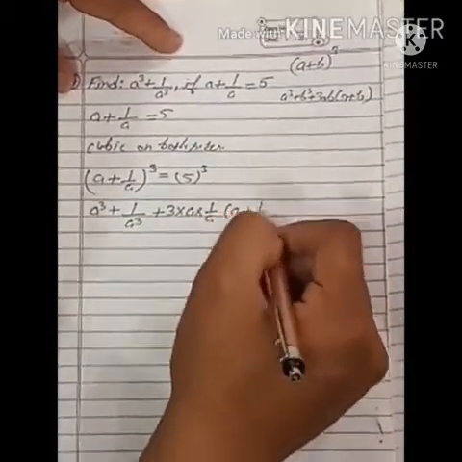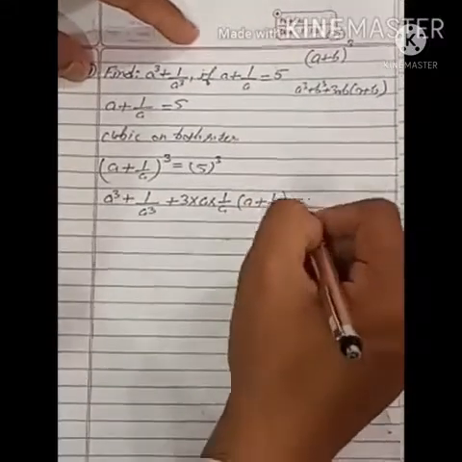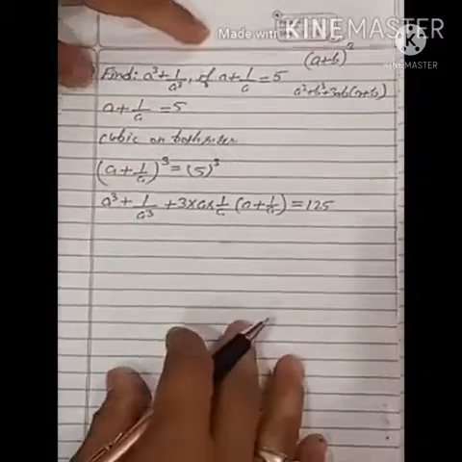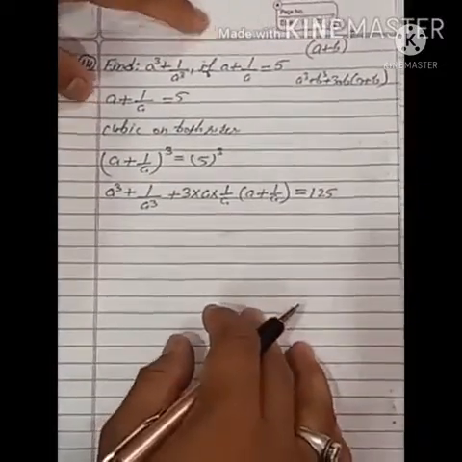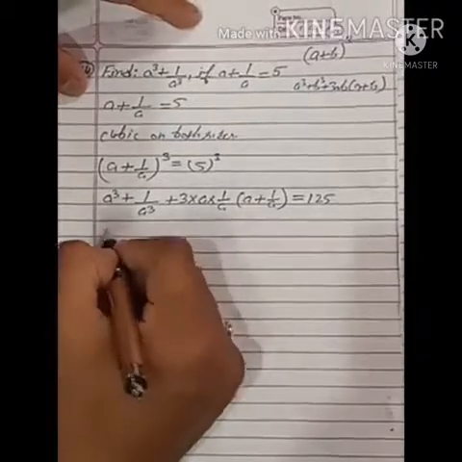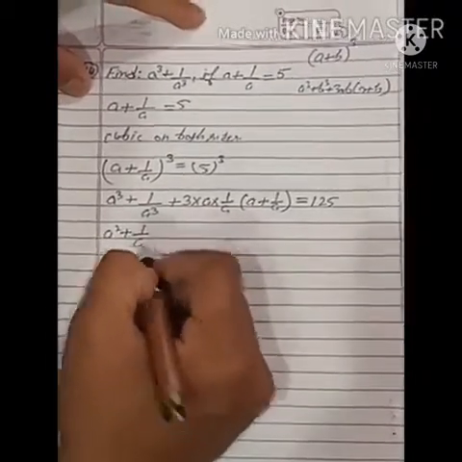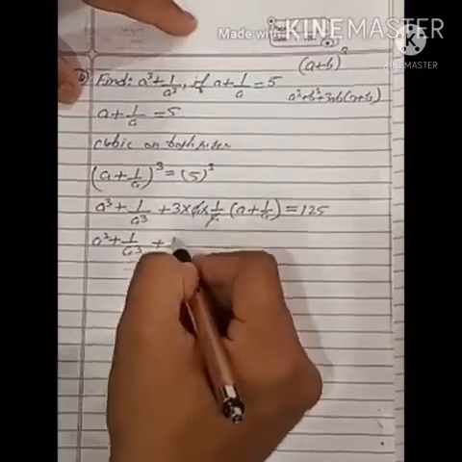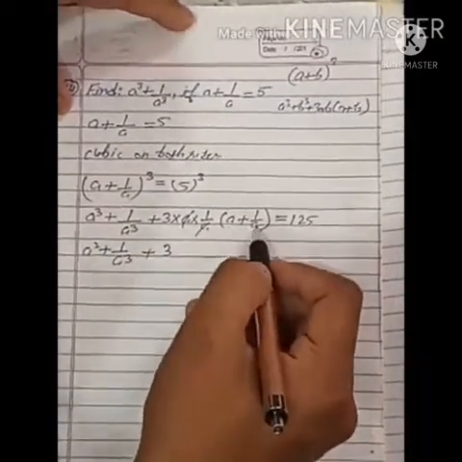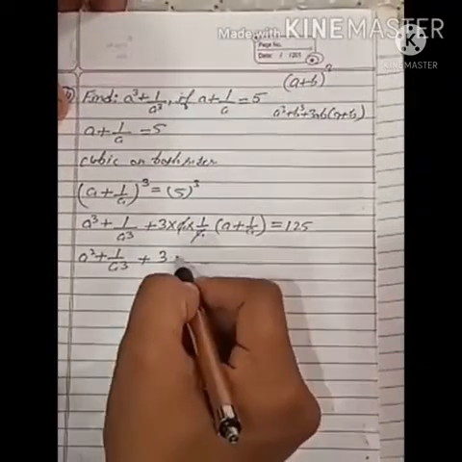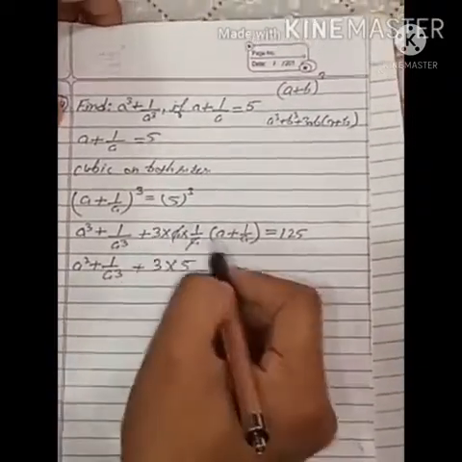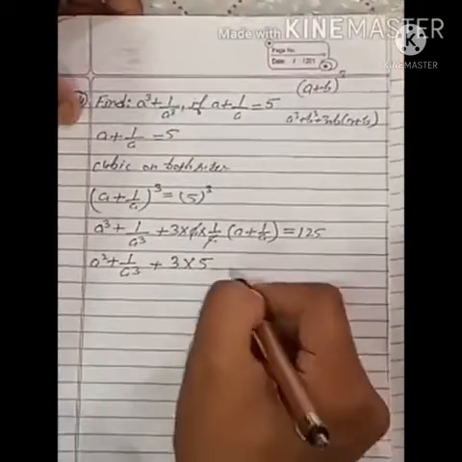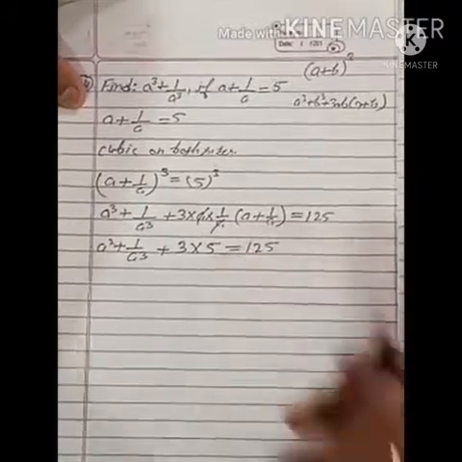So a plus 1 upon a is equal to 5, cubing it will come 125. So now we will put the value. So a cube plus 1 upon a cube we will write as it is. Then a to a cancel. Then plus 3, then a plus 1 upon a is given, that we will write multiply 5, because 3 before this bracket sign is multiply. So 3 multiply 5 is equal to 125.